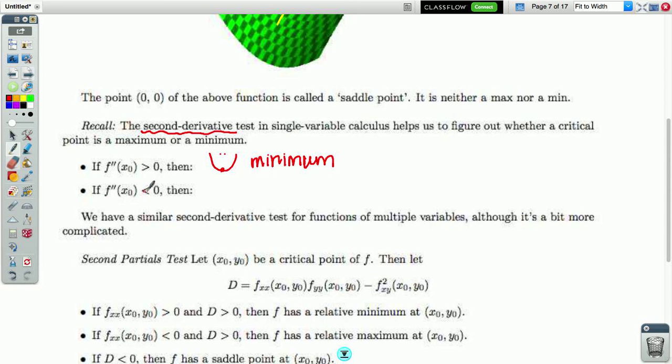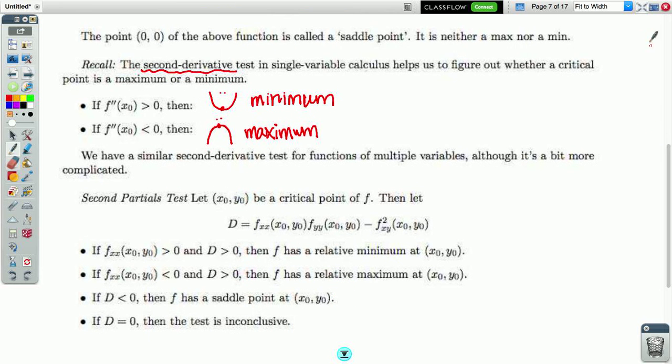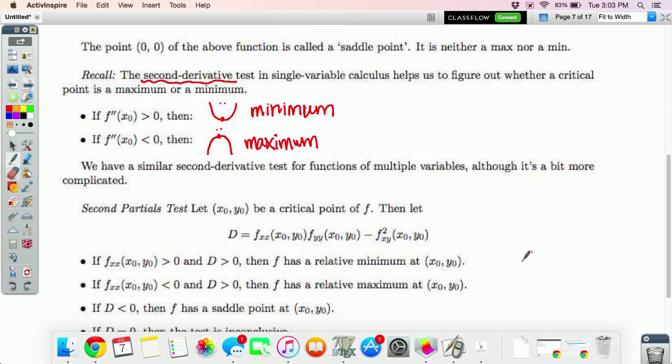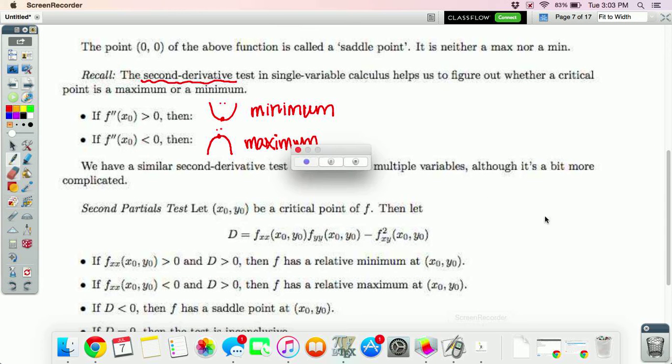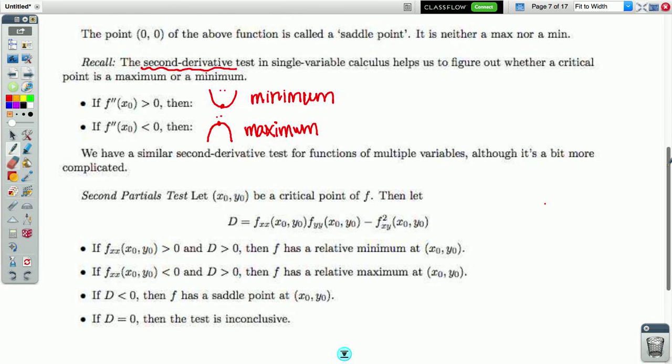If your second derivative is negative at a critical point, then you must be looking at a sad face, and that critical point must be a maximum. They're sort of creepy pictures, but I'm going to go with it anyway. So the second derivative test really helped us a lot to sort of classify these points as being a max or a min. And the problem is, with multivariable calculus, the second derivative test is much more complicated.